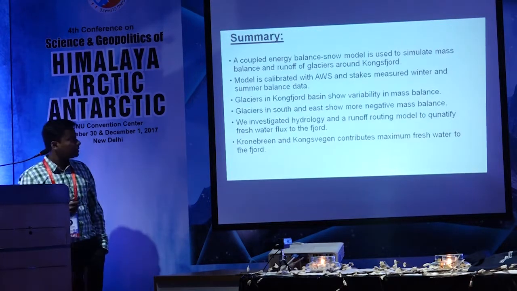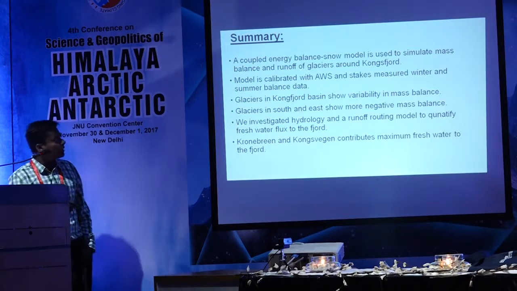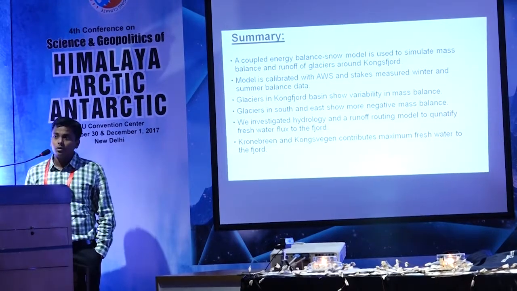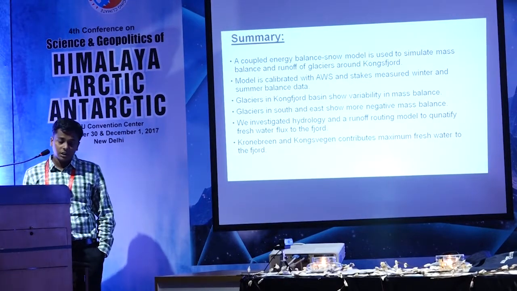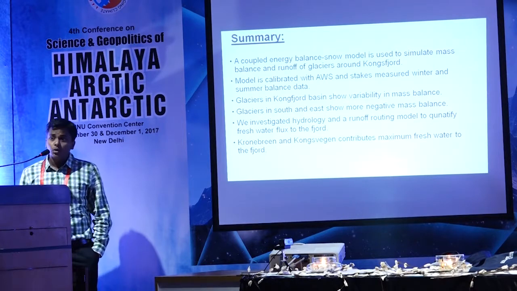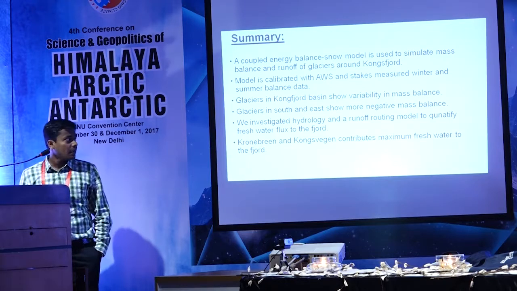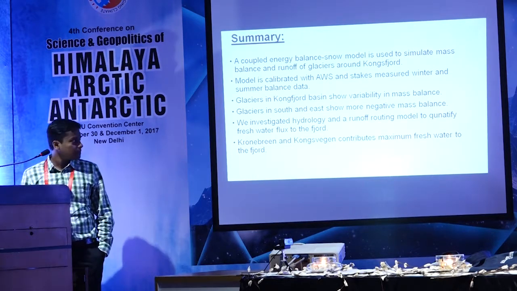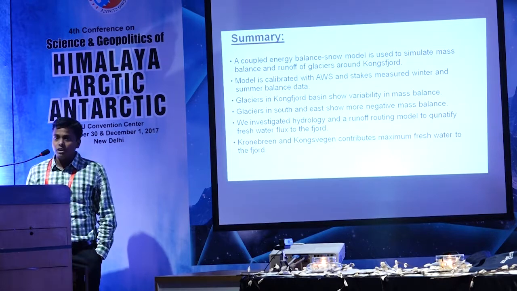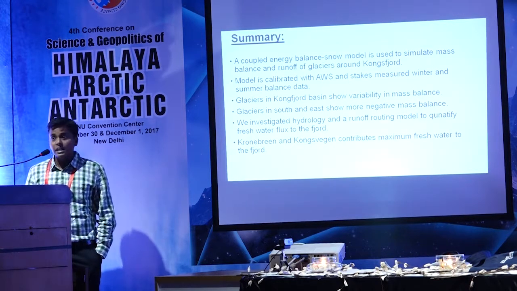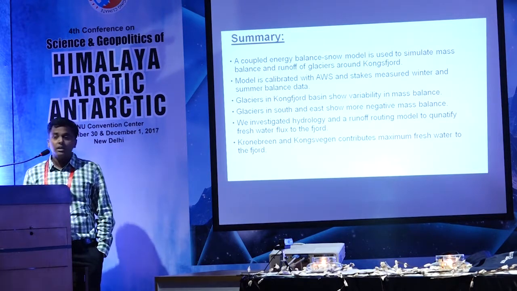And so with that, I would like to summarize that we used a simple energy balance model coupled with a snow model to simulate mass balance of the entire glacier-rich area of the Kongsfjord Basin. We calibrated the model with observational data, and those are automatic weather station data and measured data. We find wide variability in mass balance. We investigated the hydrology, and we find that 2 major glaciers in the Kongsfjord Basin, Kronebreen and Kongsvegen, contribute the maximum fresh water to the fjord, and that has been evidenced with the satellite data, and also by tracking the seals and the birds.